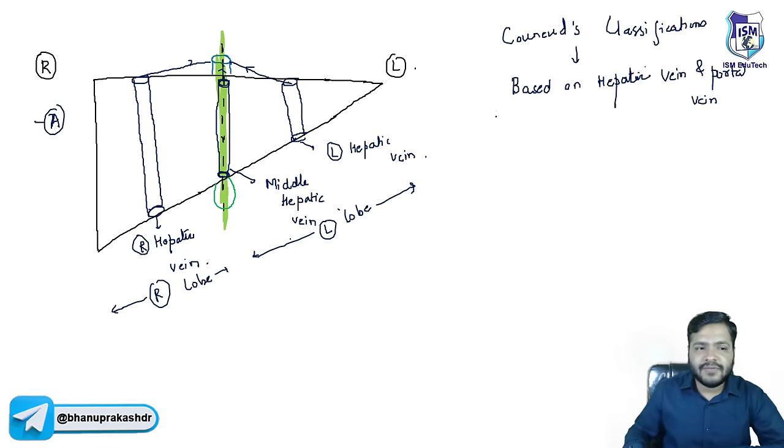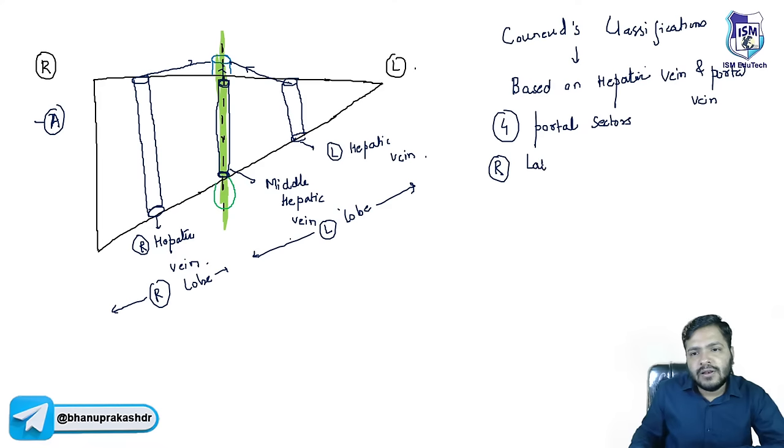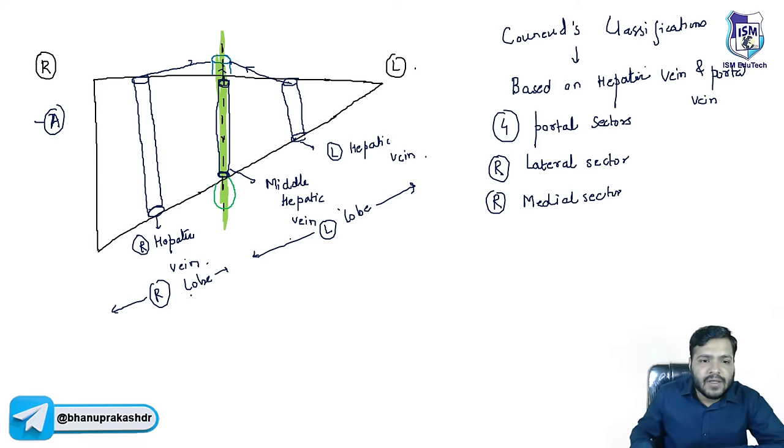Yes, remember beta, we have four portal sectors. Now you should remember we have the right lateral sector and we have the right medial sector, beta. Again, the right lobe can be divided into two parts, the right lateral sector and the right medial sector.